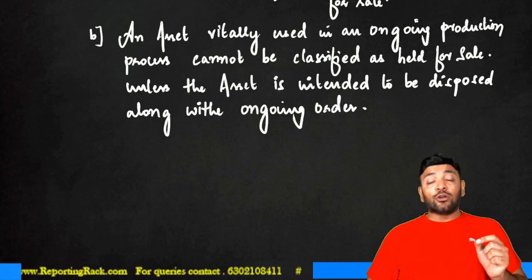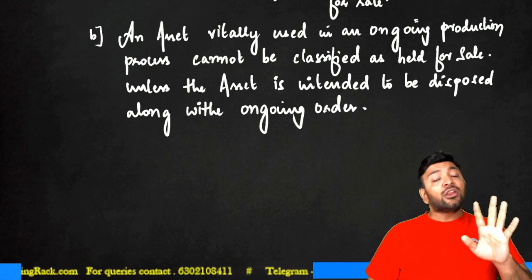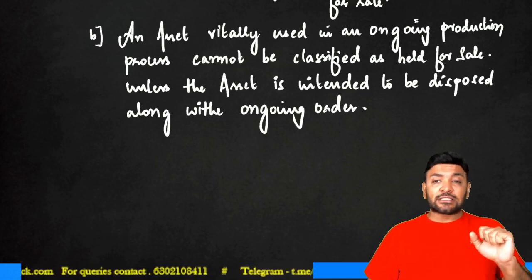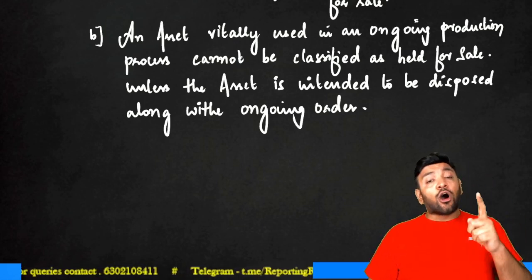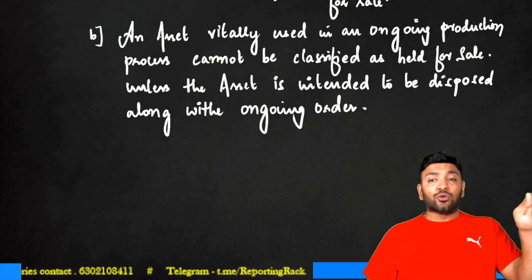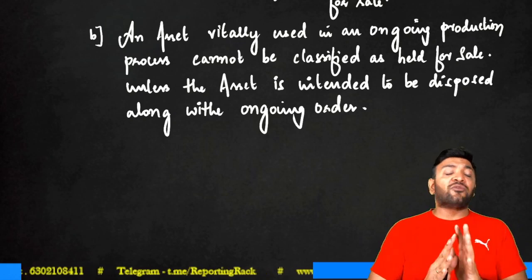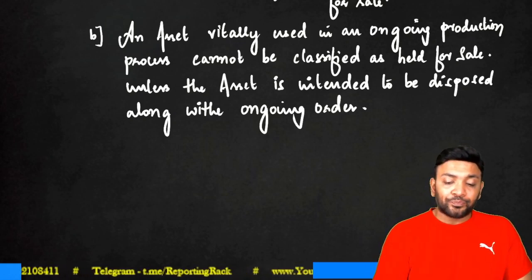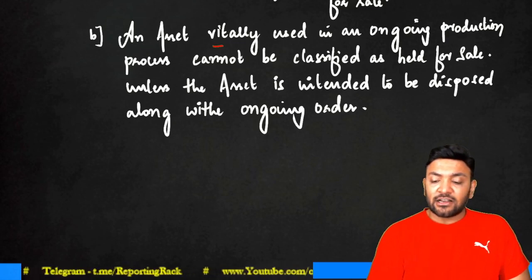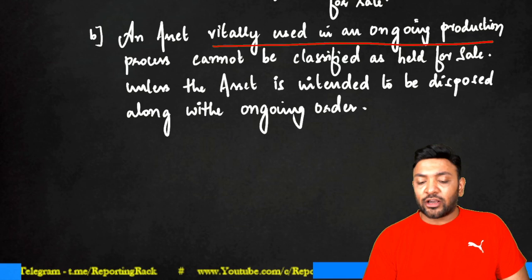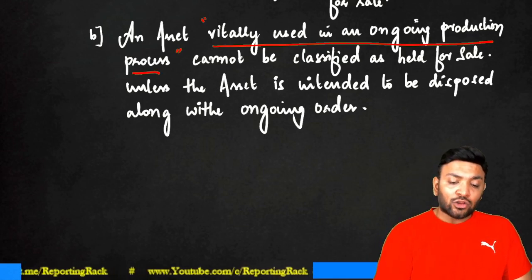If you are intending to dispose the asset together with the ongoing production order, then you can classify it as asset held for sale. Otherwise, if you are only intending to sell the asset, which is already being vitally or essentially used in an ongoing production process, you cannot classify such asset as held for sale under Ind AS 105. Asset vitally used in ongoing production process. Correct? Now the last part.